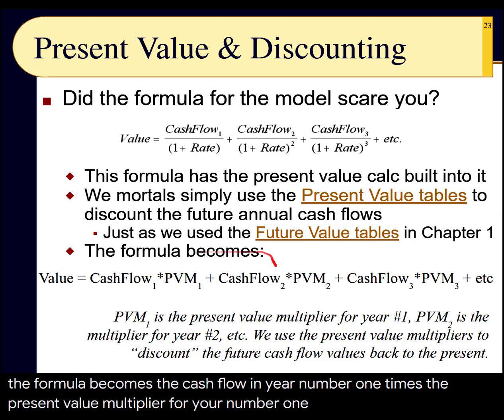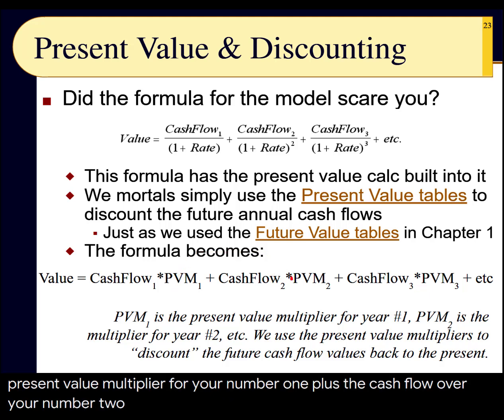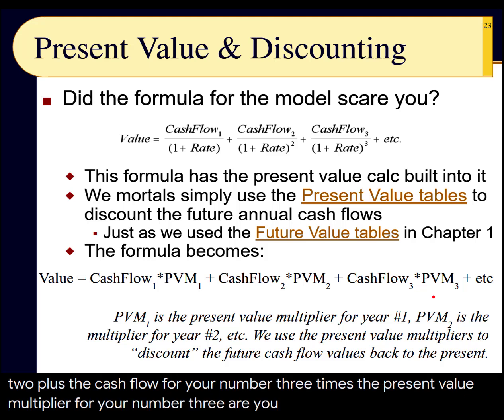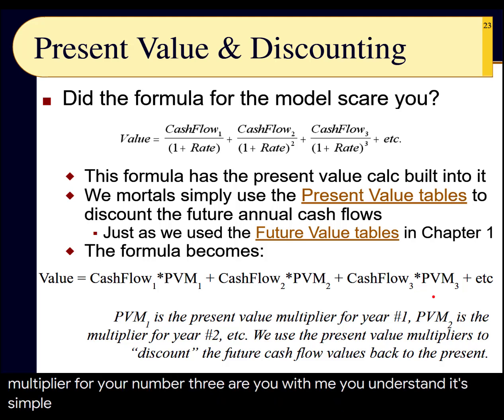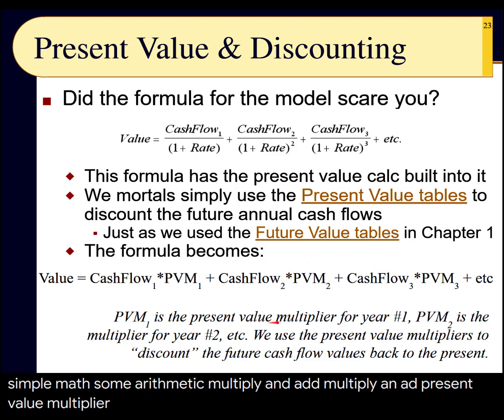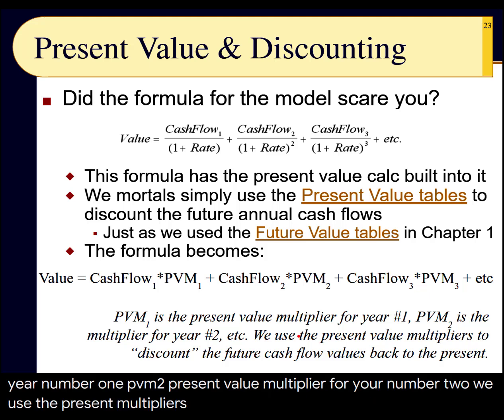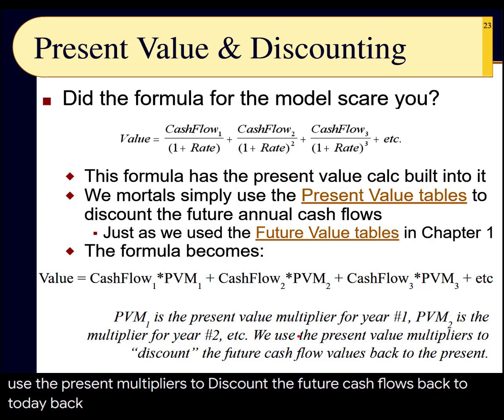So then the formula becomes the cash flow in year number 1 times the present value multiplier for year number 1, plus the cash flow for year number 2 times the present value multiplier for year number 2, plus the cash flow for year number 3 times the present value multiplier for year number 3. Are you with me? You understand? It's simple math, arithmetic. Multiply and add. PVM1 is the present value multiplier for year number 1. PVM2, present value multiplier for year number 2. We use the present value multipliers to discount the future cash flows back to today, back to the present.